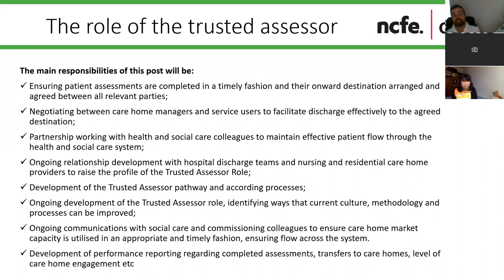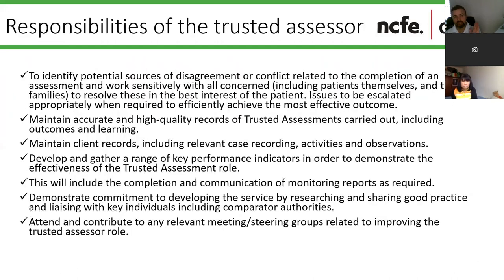You have an ongoing relationship with the hospital and the discharge team. So if someone's going to discharge somebody into your care, before you do, let's make sure we've got the right stuff. You'll develop a pathway across all organisations, make sure that you have ongoing updates, clear lines of communication, and clear lines of reporting. You should be identifying potential sources of conflicts, maintain accurate levels of record keeping, ensuring that you maintain client records, look at key clear indicators that demonstrate the effectiveness.